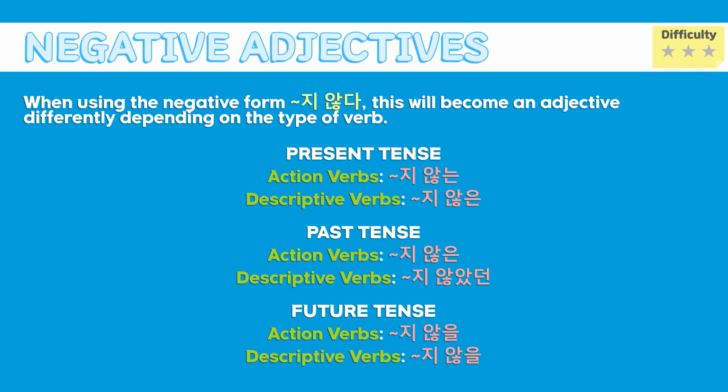When using the negative form 지 않다, this will become an adjective differently depending on the type of verb. For the present tense, action verbs will become 지 않는, and descriptive verbs will become 지 않은. For the past tense, action verbs will become 지 않은, and descriptive verbs will become 지 않았던. And for the future tense, action verbs and descriptive verbs will both become 지 않을.